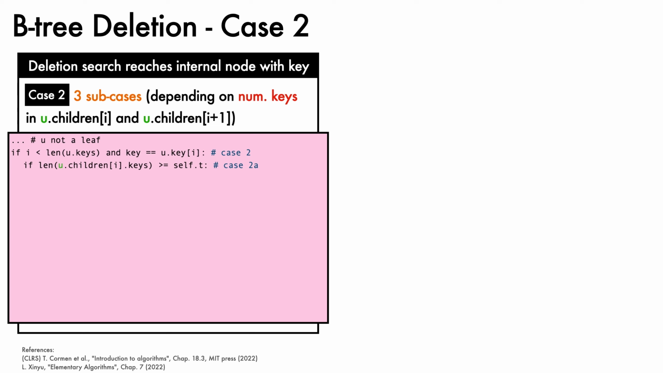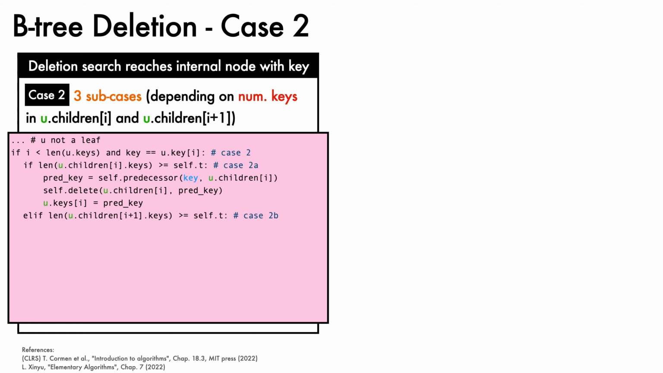In case 2a, we assume that the ith child of u has at least t keys. In this scenario, we find the predecessor key of the one to be deleted in the subtree rooted at the ith child. Then we delete this predecessor from the subtree and use it to replace the target key we want to delete. In case 2b, we handle a symmetric scenario, where instead u's i+1th child has at least t keys. Here we find the successor key in this subtree, delete it from the subtree, and use it to replace the key we want to delete.